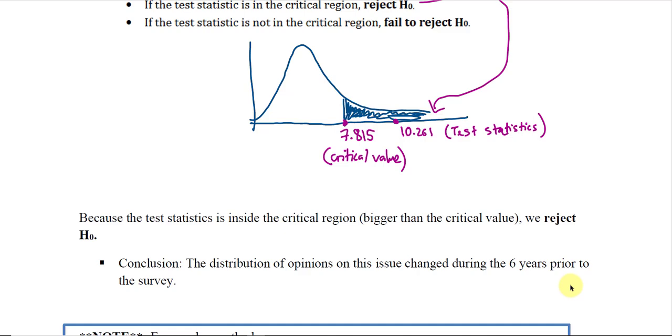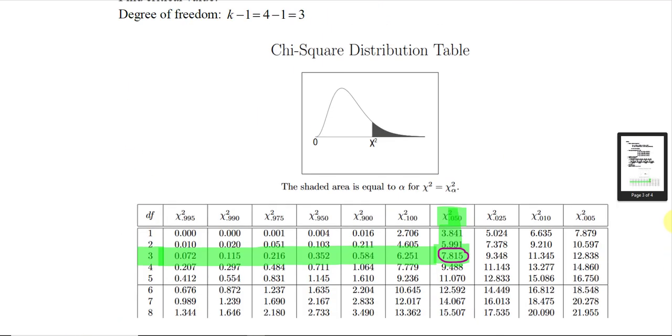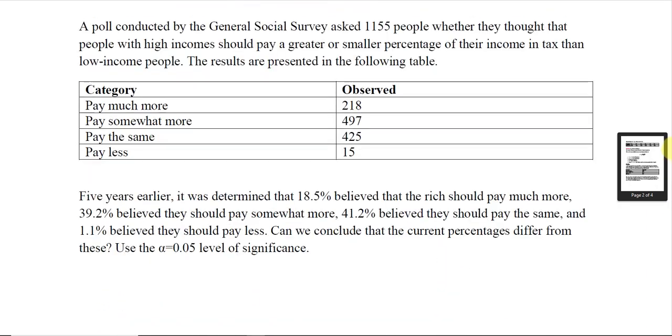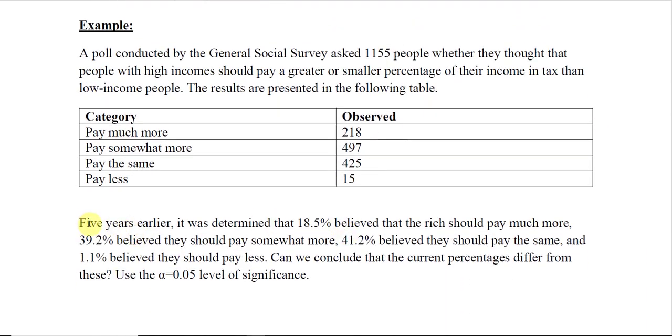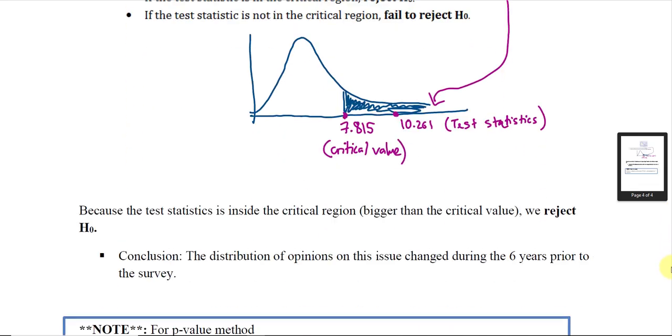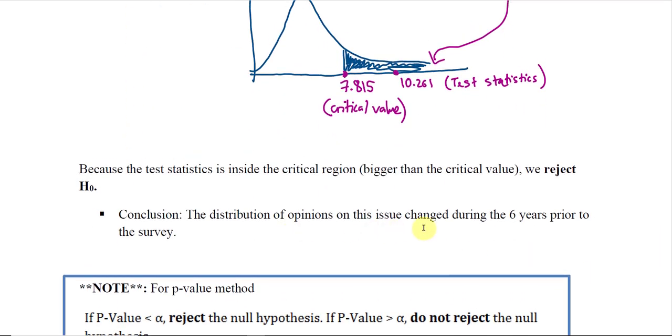prior to the survey. It should be 5 years, because for the problem it is 5 years earlier. So they are changing. They do not stay the same.